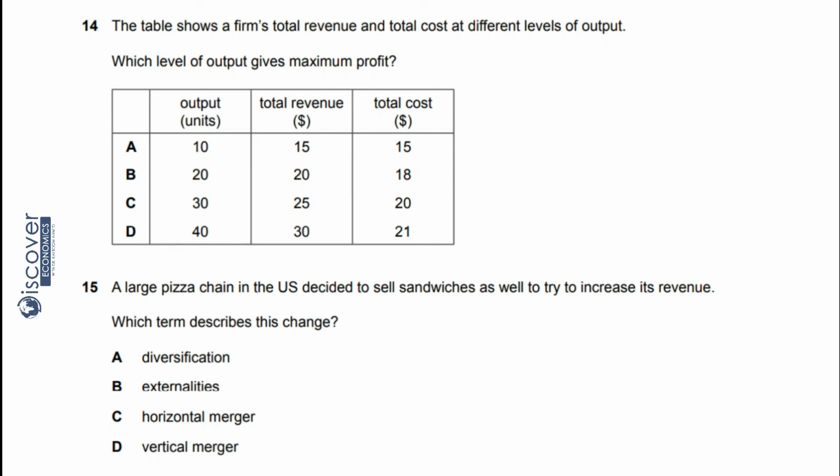B, the externalities. No, we are not talking about externalities. C, horizontal merger. No, we are not talking about merging here. D, vertical merger. No, we are not talking about any merging here. So A is going to be the answer, because the company is going to have diversification in its production lines. So let's see. For 14 we decided D, so this is the correct answer, and for 15 we decided A. This is also the correct answer.